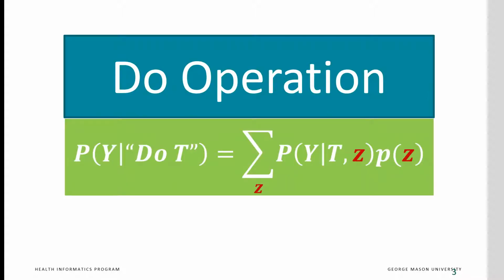Pearl showed that if we condition on the right set of variables, shown here as z, then the causal impact of treatment t on outcome y can be assessed through weighted conditional probability distribution of these two variables. The key is finding the right set of variables that remove confounding, allow estimation of true conditional effect of outcome given treatment.